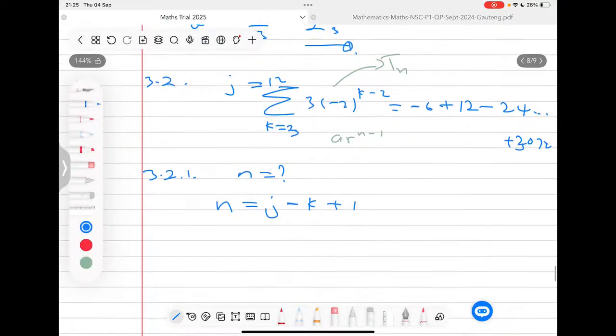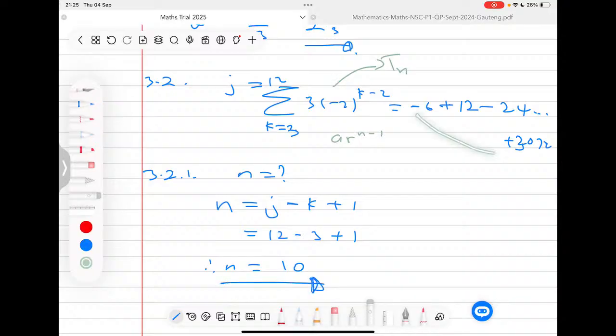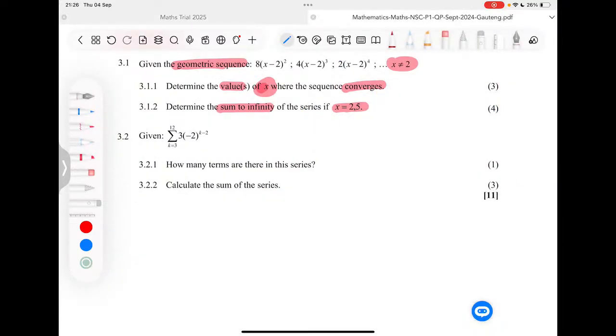So in the interest of saving time, I'm now going to substitute the 12 and the 3, and we add a 1. And you can see that here I'm going to have 12 minus 3, that should be a 9. And if you say 9 plus 1, it should give you a 10. So it means in this sequence, we have exactly 10 terms that make up this series. And that is your answer n. 1 mark for free there.